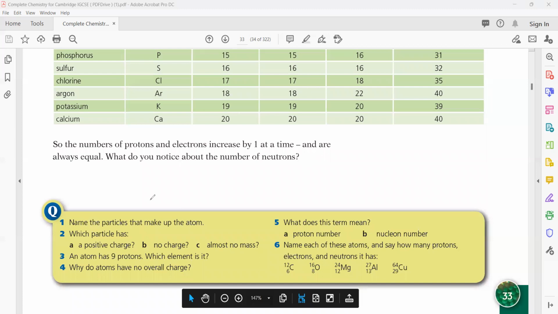Very easy. Name the particles that make up the atom. So you know the particles: proton, electron, neutron. Which particle has a positive charge? Who has a positive charge? Please reply quickly. In an atom, which particle has a positive charge? Hurry up, Amro. Even type in the chat.